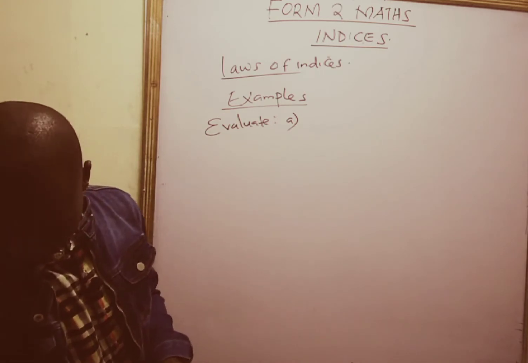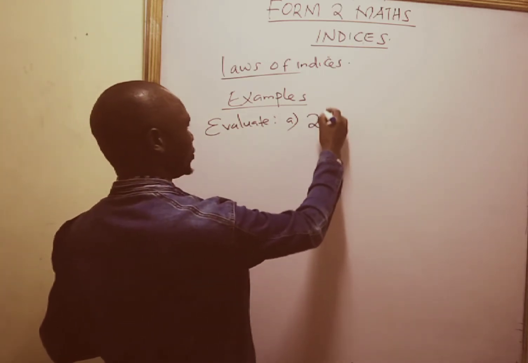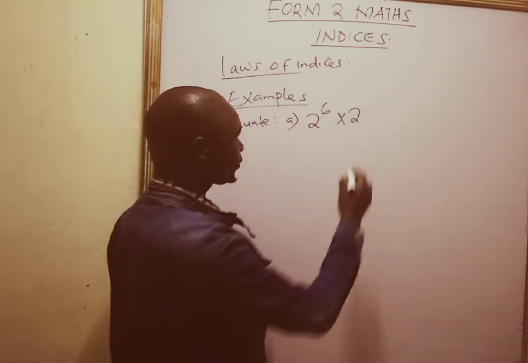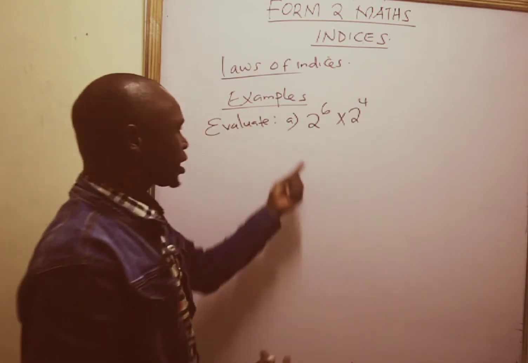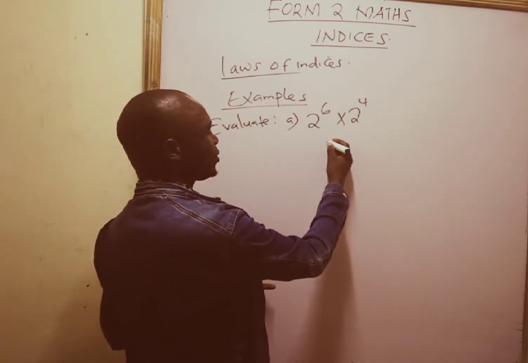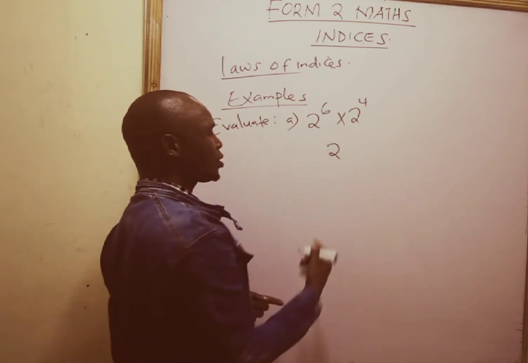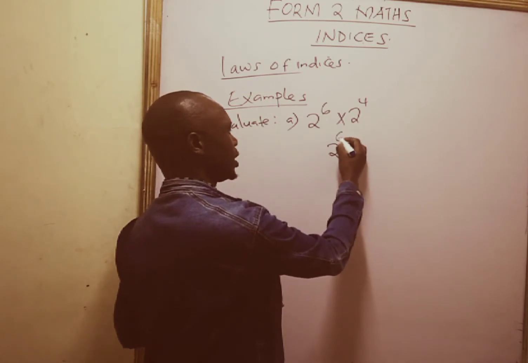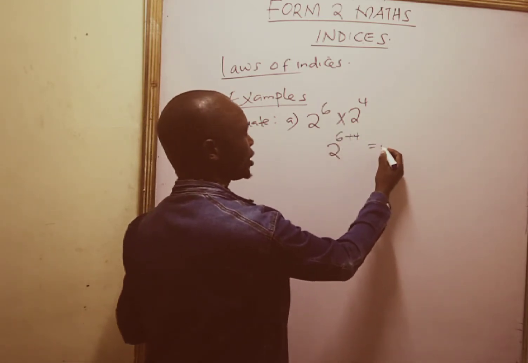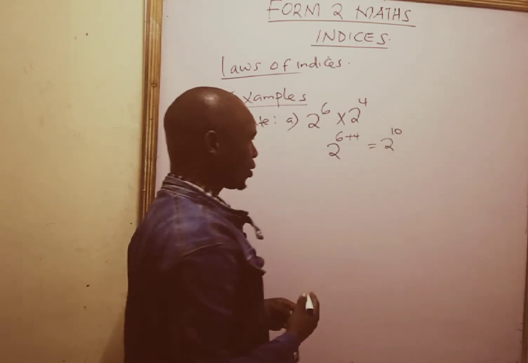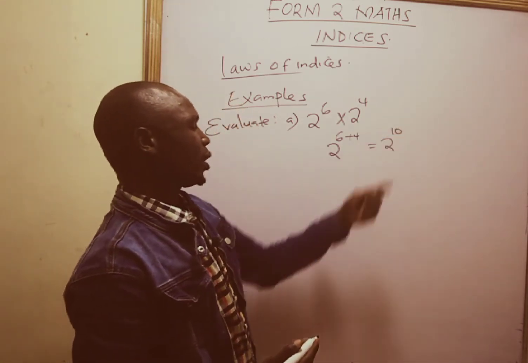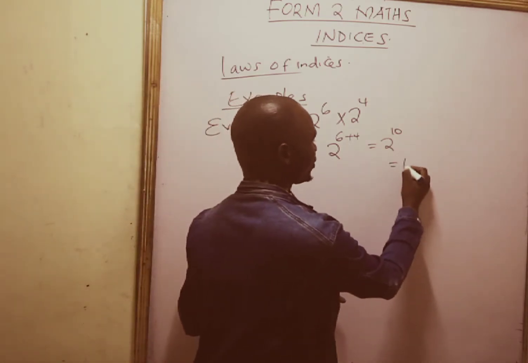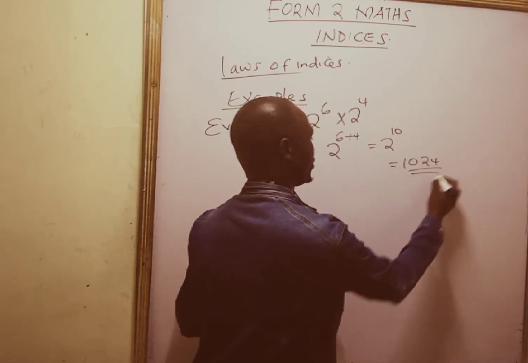A, we have 2 power 6. You multiply by 2 power 4. As long as the bases are the same, we take the common base, which is 2. Because the sign between the 2 is a multiplication, we are going to directly add the powers, 6 plus 4 giving us 2 raised to the power of 10, and 2 raised to the power of 10 means 2 multiplied by itself 10 times, which is going to give us 1024.